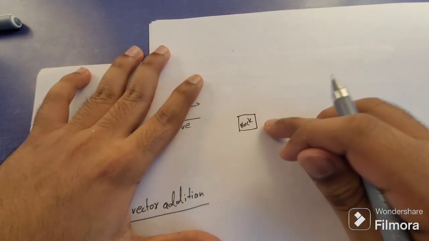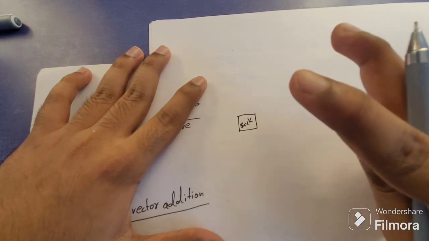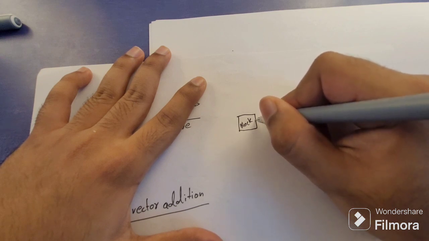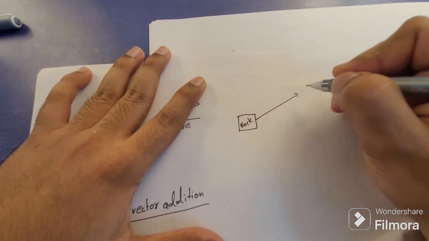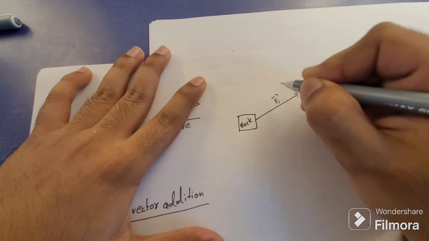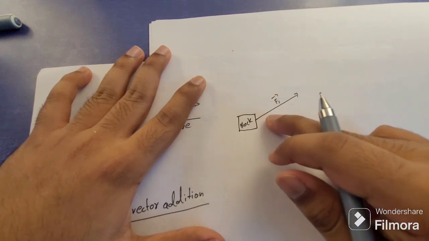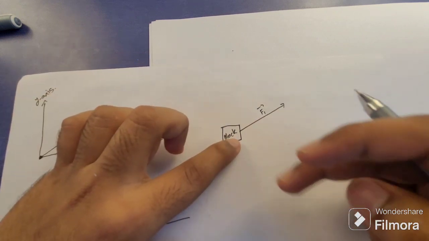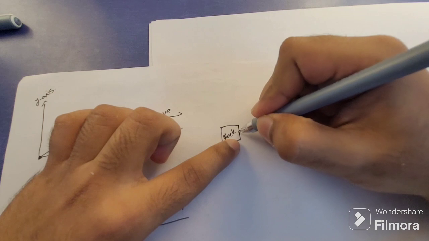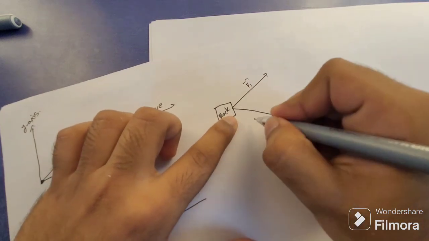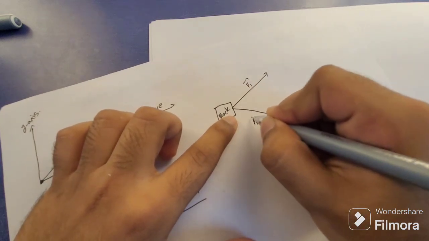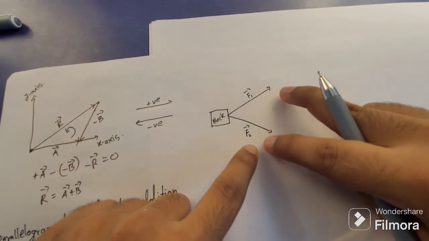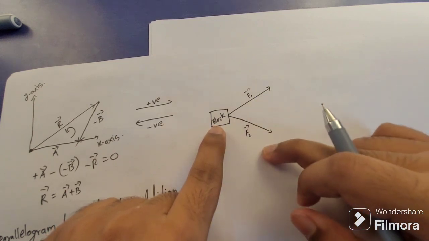Let us say this is a block lying on a floor, and two persons are pulling this block. One person is pulling this block with a force of F1, and I'm representing this force by a vector F1. And let's say another second guy is pulling this block with a force F2, and these two guys are pulling this block with force F1 and F2 respectively.